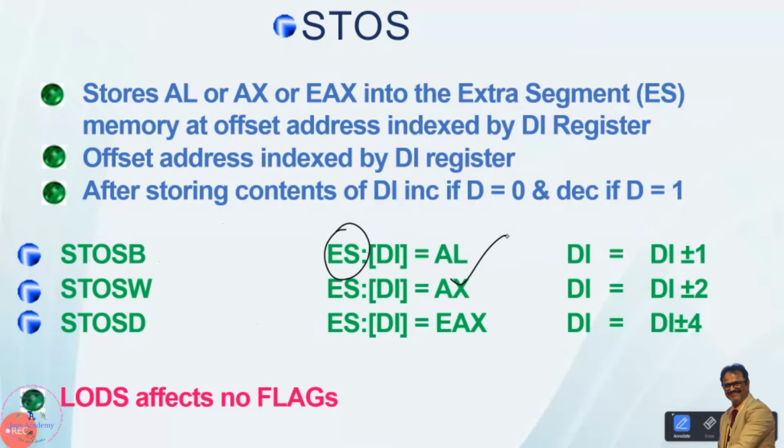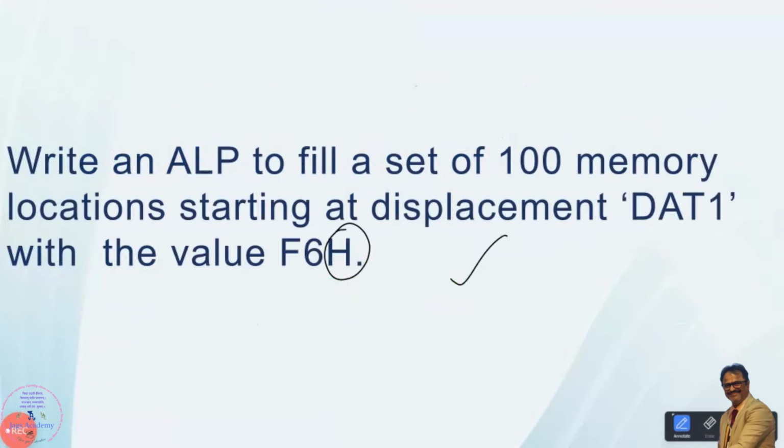Now, let us write a program for this. Let us see how we can use this. Write an ALP to fill a set of 100 memory locations starting at displacement DAT1 with the value of F6H.